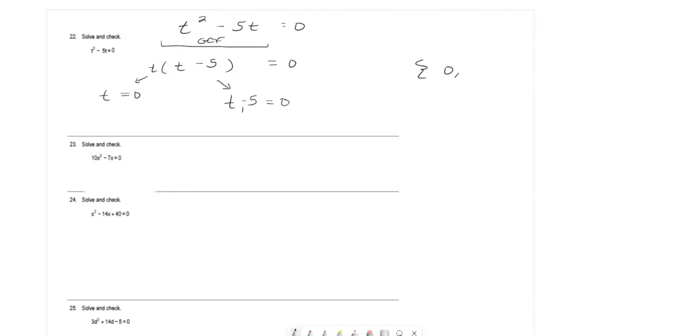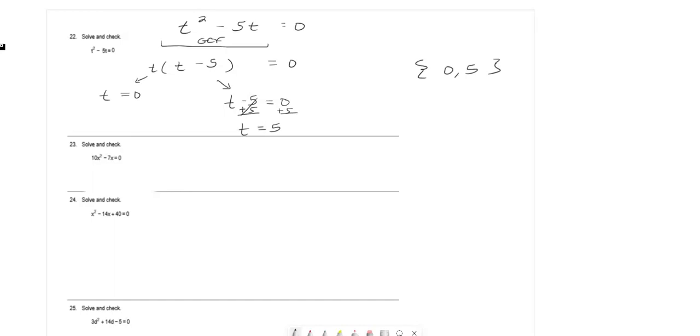So to solve for t, I'll simply add 5 to both sides so that I'm left with t equals 5. And so 5 is the other solution that we have. So we separate our answers with a comma in MyLab. Right? So you just simply type 0, 5 for your answer.